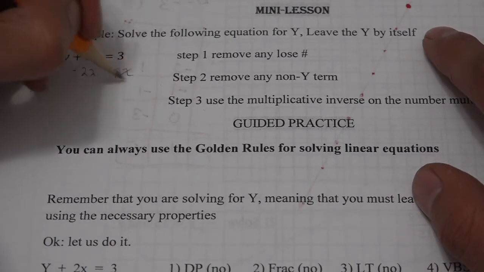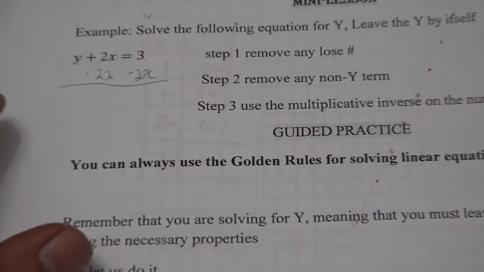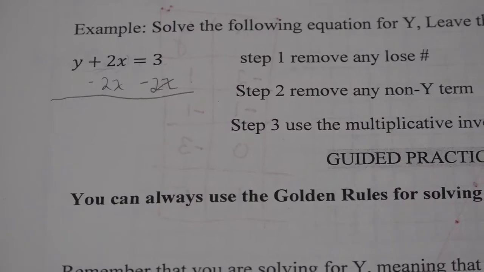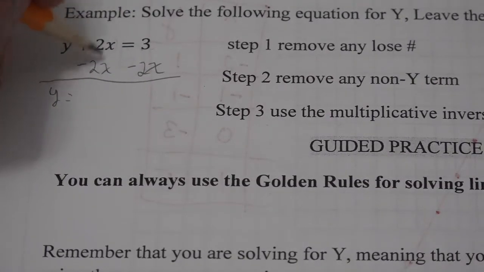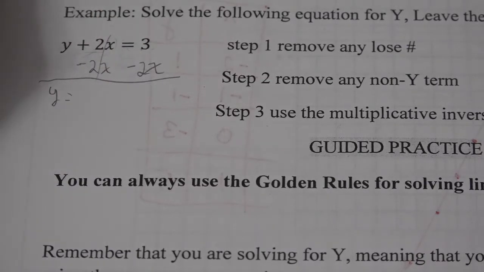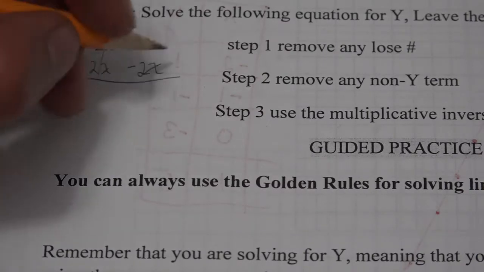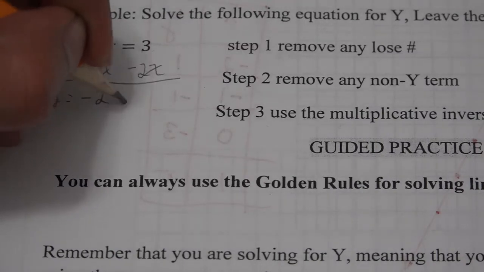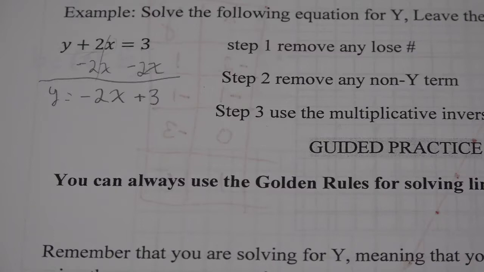Subtract 2x. So let's see now. Bring down the y. 2x minus 2x, they cancel out. Now what is 3 minus 2x? You can't do it because they're not like terms. So you write down the x term first, and then bring down the 3. As simple as that. That's all it is.